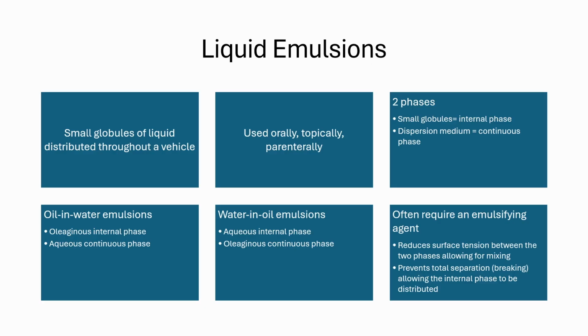Liquid emulsions are small globules of liquid distributed throughout a vehicle. Essentially, this is a liquid within a liquid. They can be used for oral, topical, or parenteral reasons. Emulsions are considered to have two phases. The small globules are considered the internal phase, and the dispersion medium is considered the continuous phase.